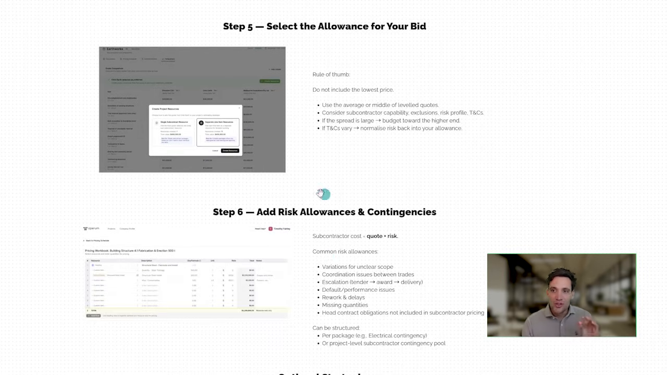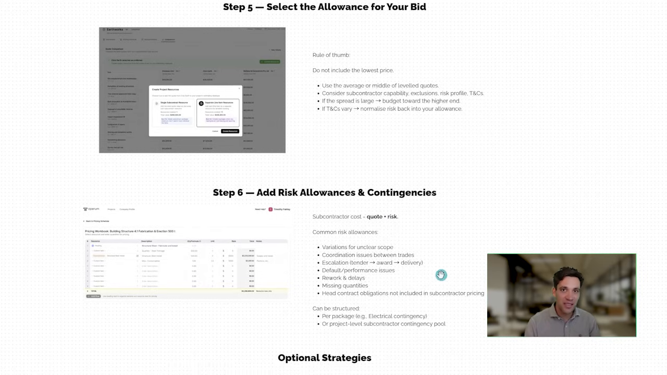Then we have to determine any risk, contingencies, and scope gaps we need to budget for. Because again, the cost to us of the subcontractor doing this work is the quote they have given us, plus any uncertainty associated with it, the scope gaps, variations, or any missing items.